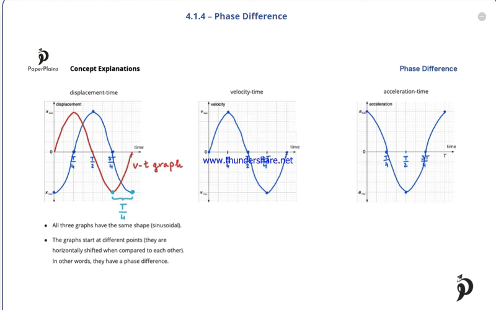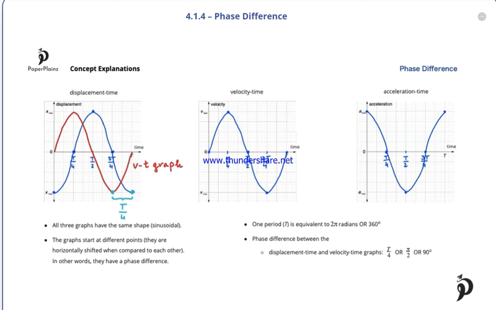In physics, we often use radians or degrees to express phase difference. Since the time period T corresponds to a full cycle or oscillation, it is equivalent to 2 pi radians or 360 degrees. So now we can conclude that the phase difference between the displacement time and the velocity time graphs is T over 4, which is equivalent to pi over 2 or 90 degrees.